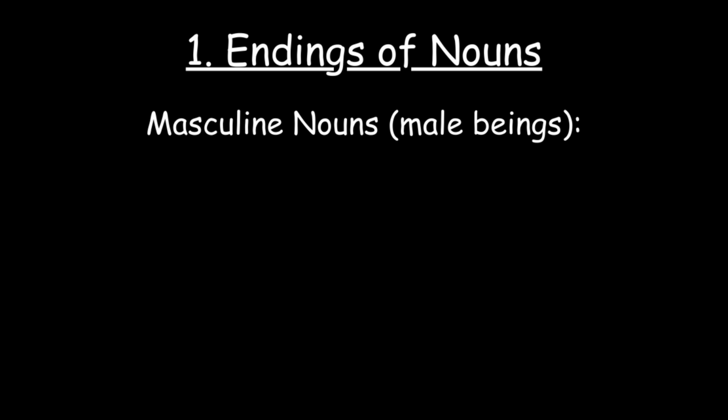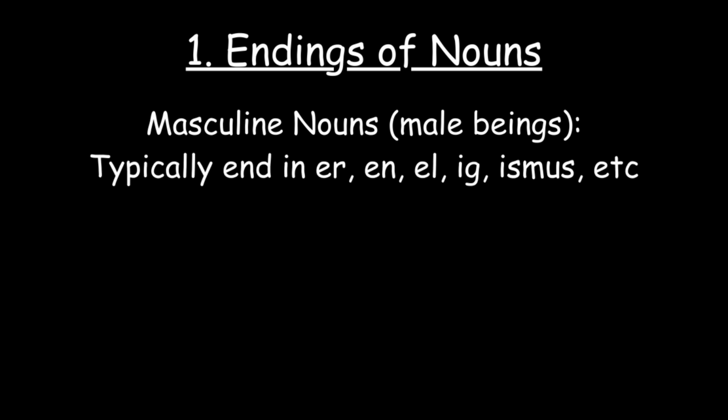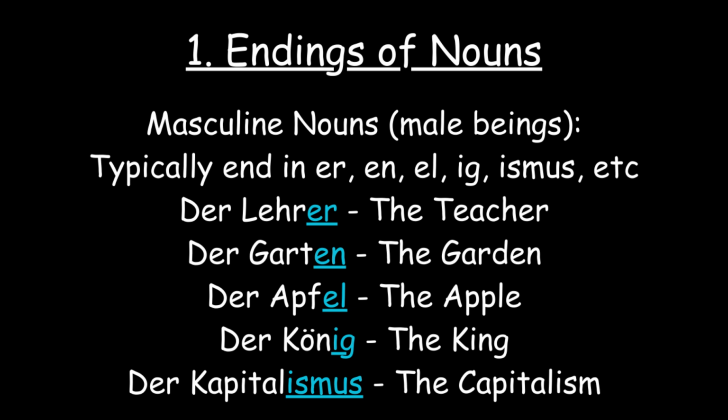One pattern is based on the endings of nouns because they relate to a specific gender. To identify masculine nouns, look at the ending of a noun because most masculine nouns are male beings. Typically, they end in er, n, l, ig, ismus, and more. Some examples are der Lehrer, der Garten, der Apfel, der König, der Kapitalismus. That's one way to identify a masculine noun, but remember that other endings can also be.